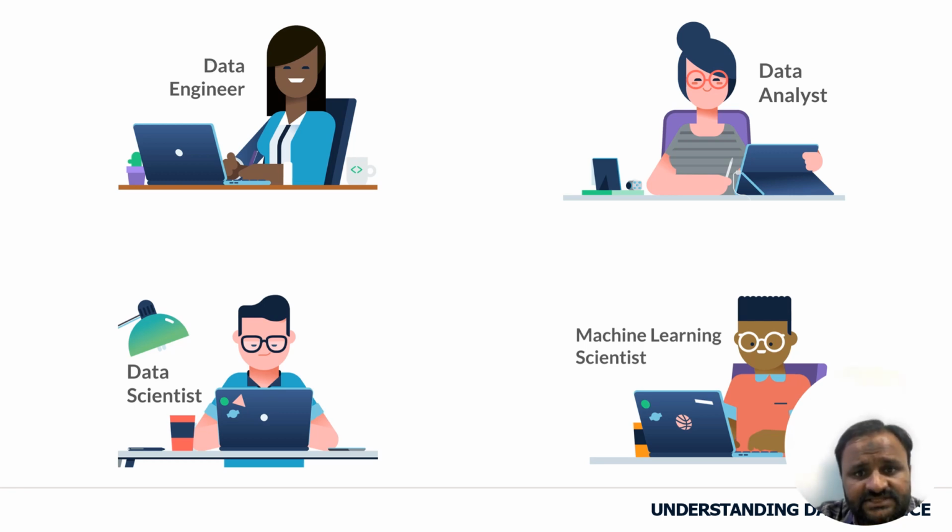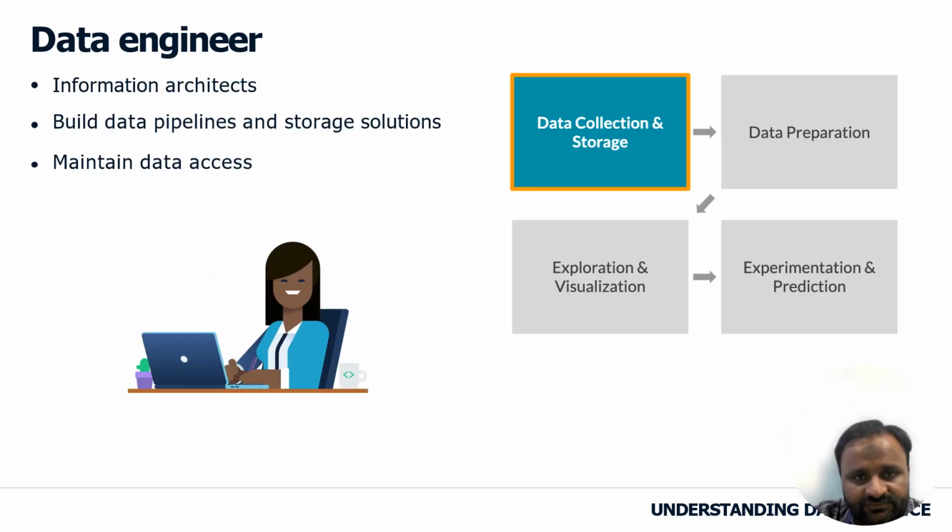Generally, there are four jobs: data engineers, data analysts, data scientists, and machine learning scientists. Let's explore each one of them, along with the tools that the respective job roles are going to use. So first, data engineers.